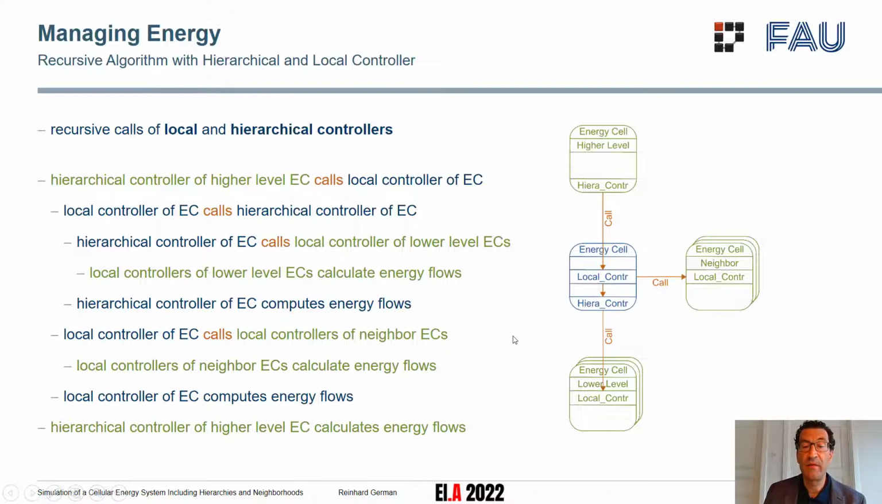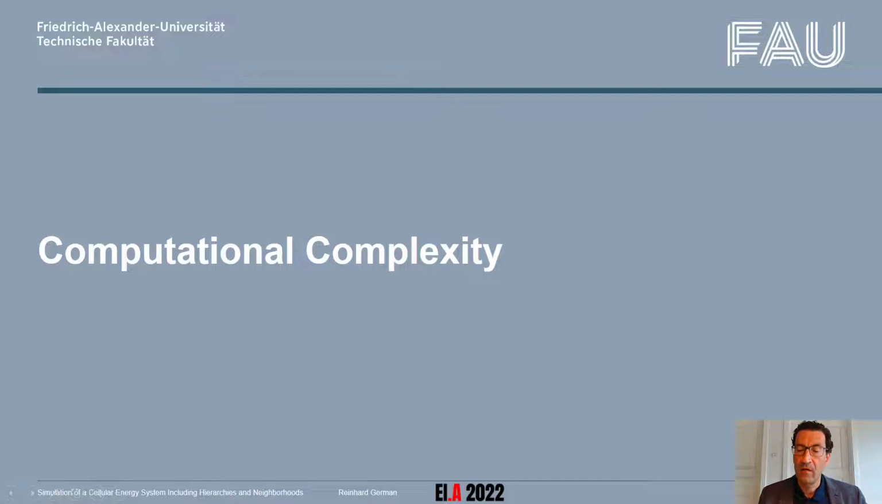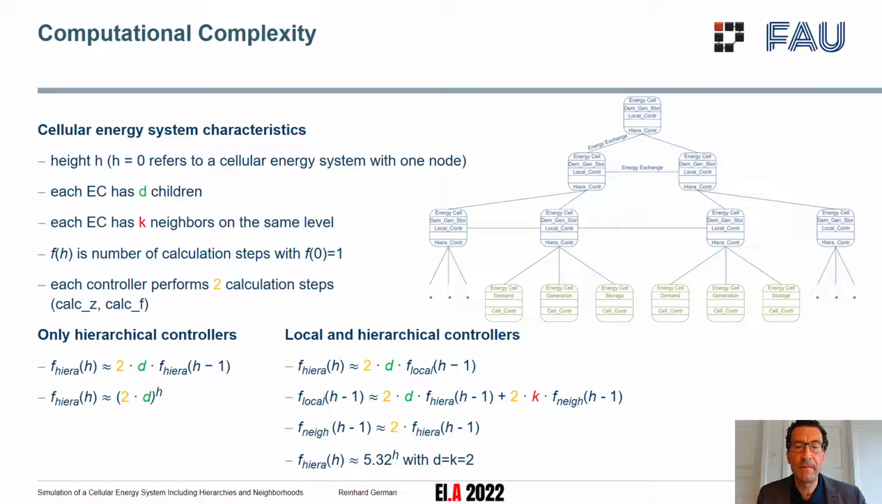So this is only the principle. Of course, time is not enough to explain that in detail, but if you look in the paper, you see algorithms which explain that on an operational level. Also in the paper, you find expressions for the computational complexity. We have found that the complexity is still polynomial, which is good. Of course, for the purely hierarchical case, it is better than for the case also with neighborhoods.